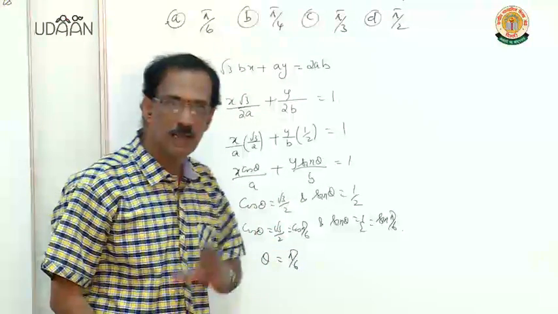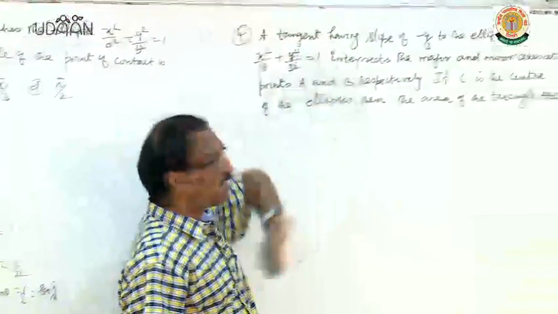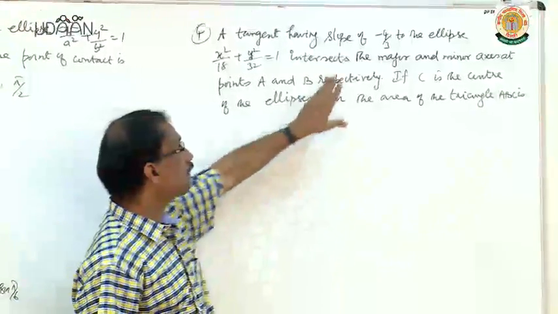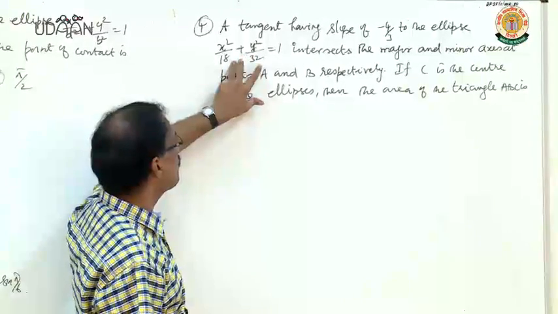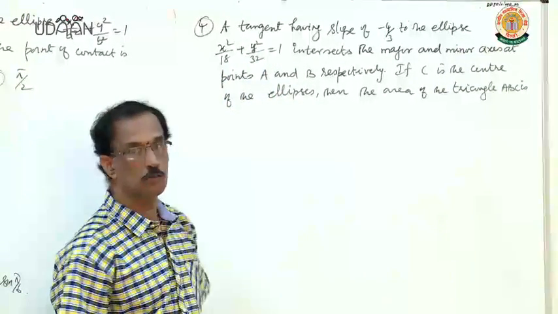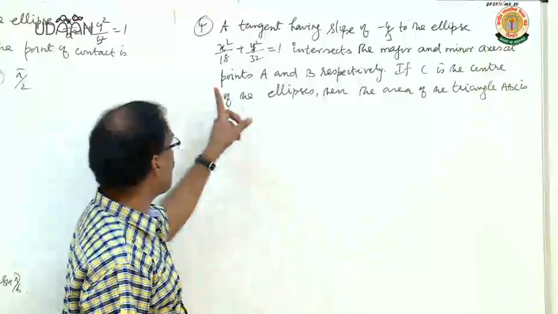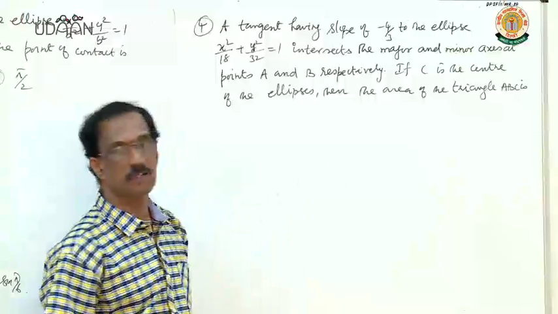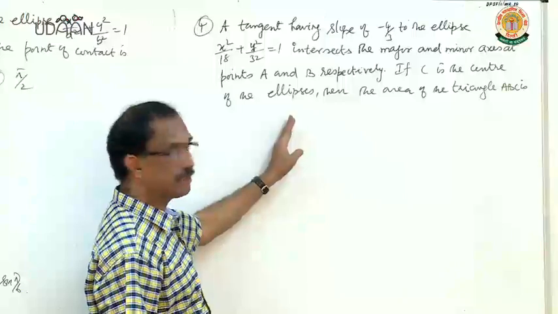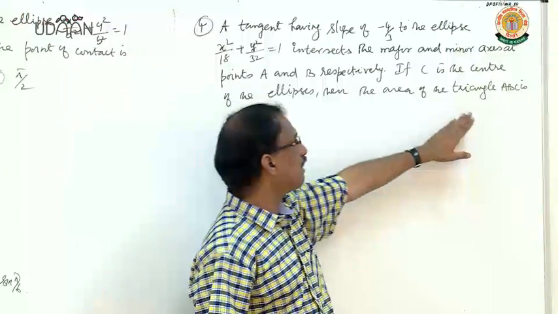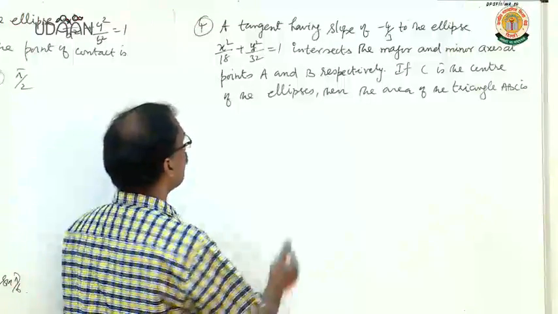Understood? Now let us see the next example, the fourth one. A tangent having slope of minus 4 by 3 to the ellipse x square by 18 plus y square by 32 equal to 1 intersects the major and minor axes at points A and B respectively. If C is the center of the ellipse, then the area of the triangle ABC is what, that we have to find out. So now what is the ellipse here?